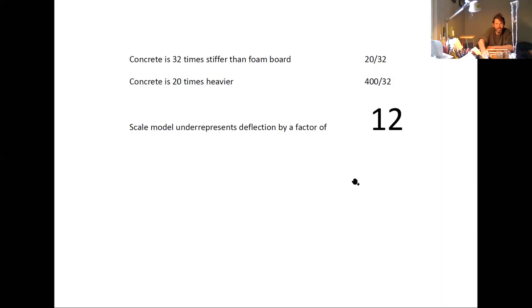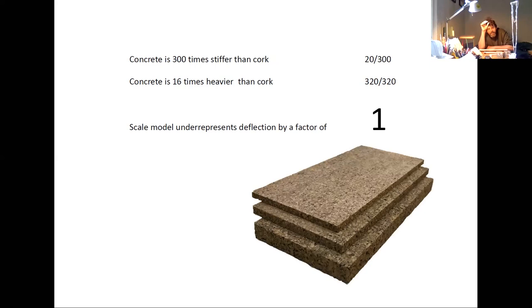But what I was thinking would be really useful is if you can make an architectural model with a material that at a particular scale actually represents, at scale, the material that you're going to make the building out of. So if, for example, you made a 1 in 20 model using cork, foam board's quite stiff because it's got paper, cardboard on it, relatively stiff compared to cork. If you make a scale model of 1 in 20 out of cork, that will fully represent at scale the deflection of a concrete model.